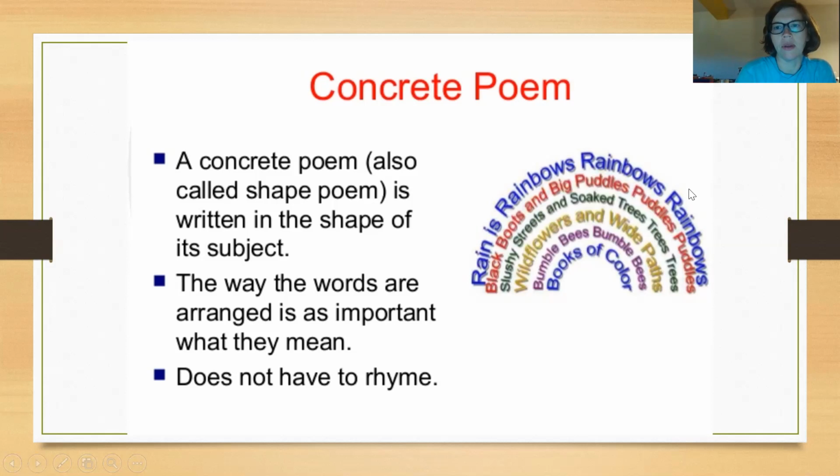Rain is rainbows, rainbows, rainbows. Black boots and big puddles, puddles, puddles. Slushy streets and soaked trees, trees, trees. Wildflowers and wide paths. Bumblebees, bumblebees, books of color.